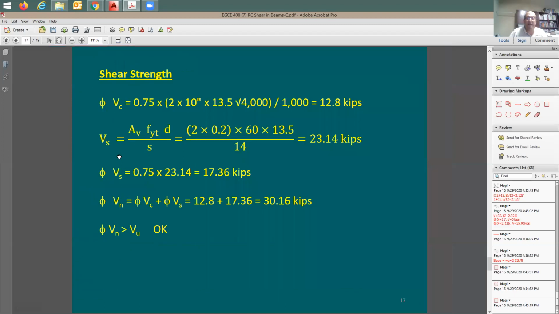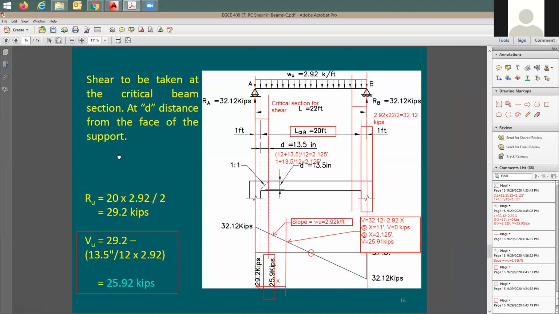Now, let me take a look at the strength. Yes, Christina, you have a question? Yeah, I was going to ask why are we interested in finding the shear at that distance? So I know it's V sub U. Why is it relevant in this case?